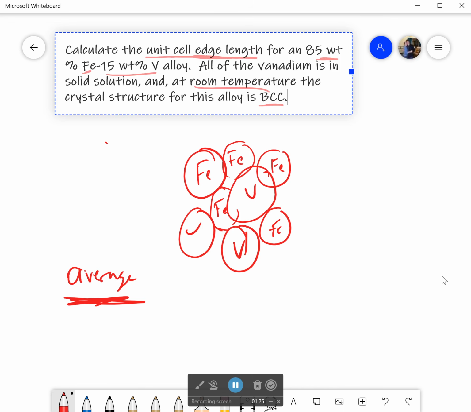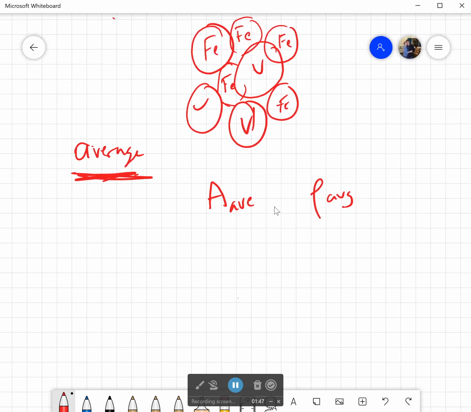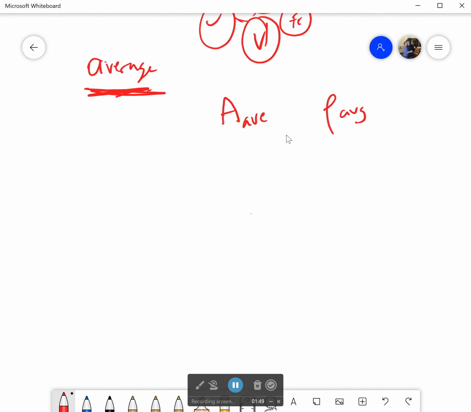Now, that's all fine and dandy. But if we're going to use an average unit cell length, well, we're probably going to have to use average other things as well. For example, we're going to need to find out the atomic weight average. And we're also going to need to find the average density. These are all going to be things we're going to need to solve this problem. Okay, so let's bounce down here and start working at it.